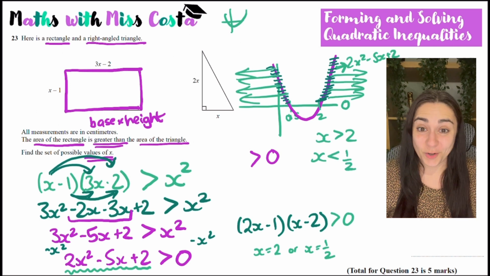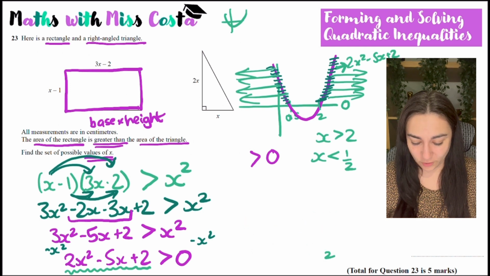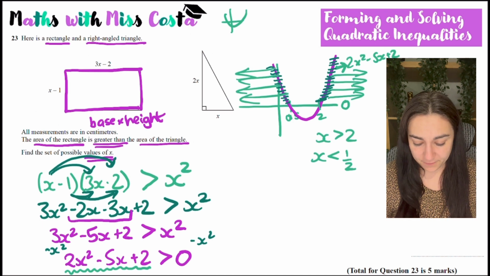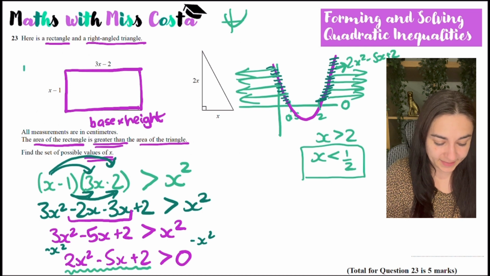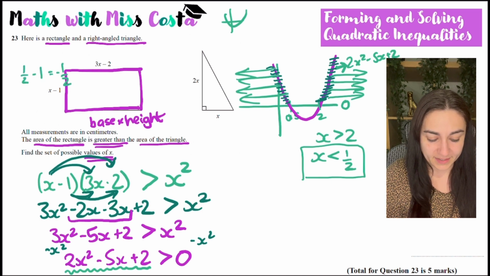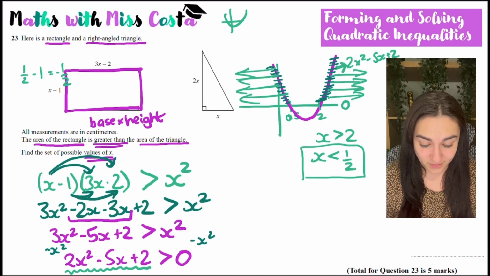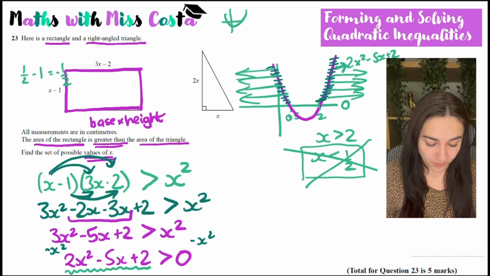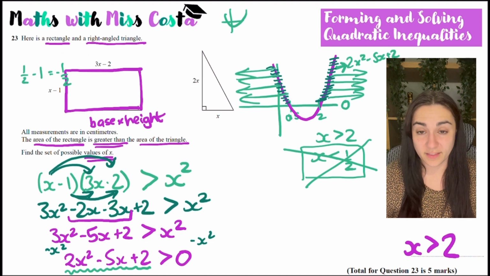But this is a context question. So I need to think about what makes sense in the context of my question, which is working out area. If x was a half, would that make sense? So what would I get if I did a half minus 1? I would get minus a half. Does that work in the context of area? Can you have a negative length? No, you can't. So therefore, this value doesn't work. So the possible set of values for x would be anything that is larger than 2.